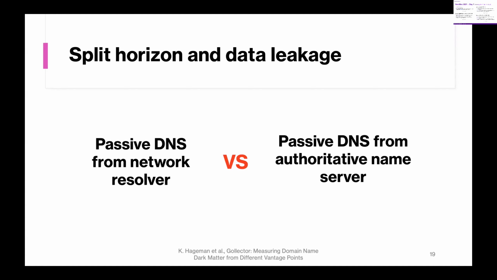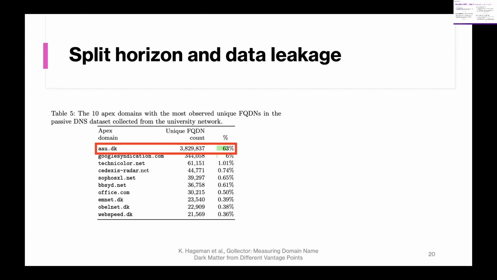Thank you. So in this case, we use the passive DNS data from our network resolver, so the university network. And we also use the passive DNS data from our authoritative name server. That's the Danish one, so we can only compare Danish domain names. A good thing is that if you look at this table, these are the unique fully qualified domain names and the apex domains in which they fall.